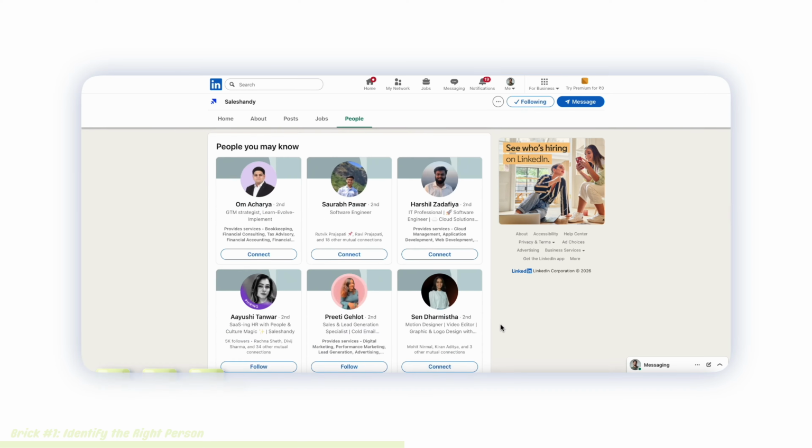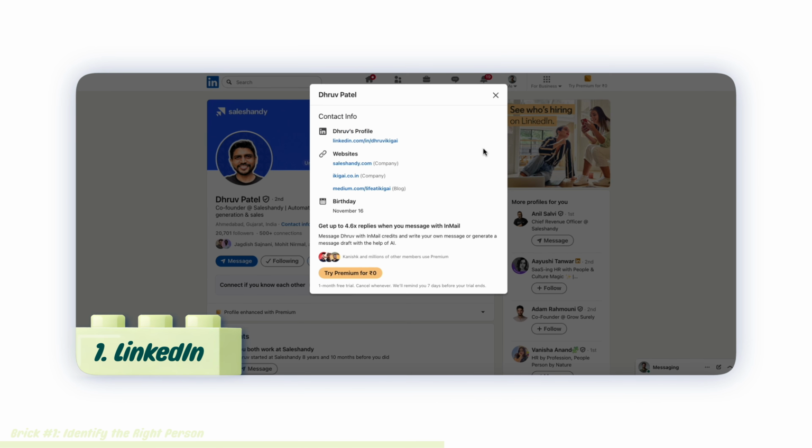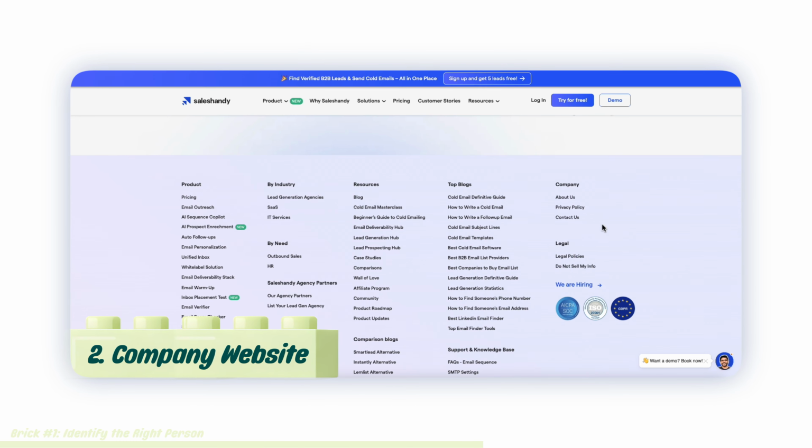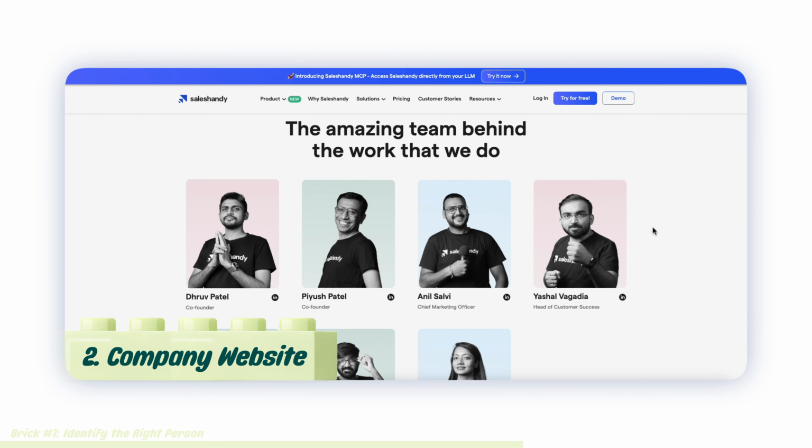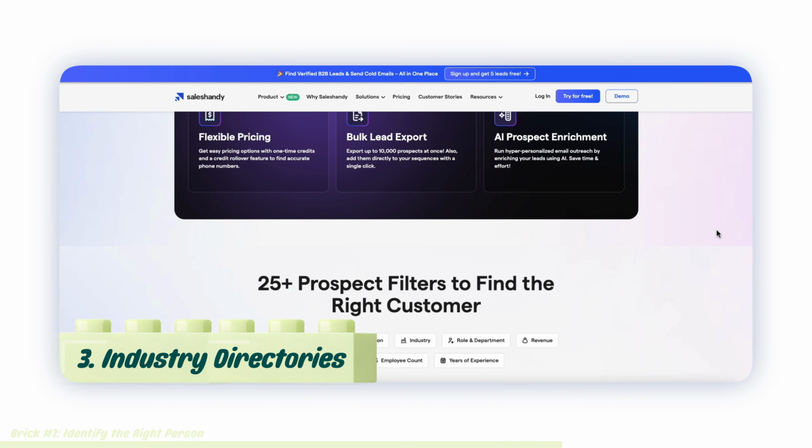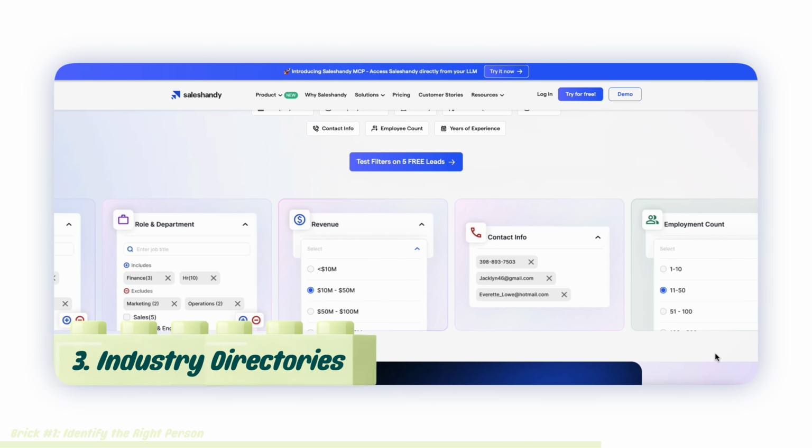Go to LinkedIn, search the company, find the exact person. Check the company's website, look at team, leadership, or about us. Use industry directories, databases that list professionals by job role or industry. This is how you avoid sending a cold email into a void and instead send it directly to the decision maker. This step alone raises your reply rate by 300%.